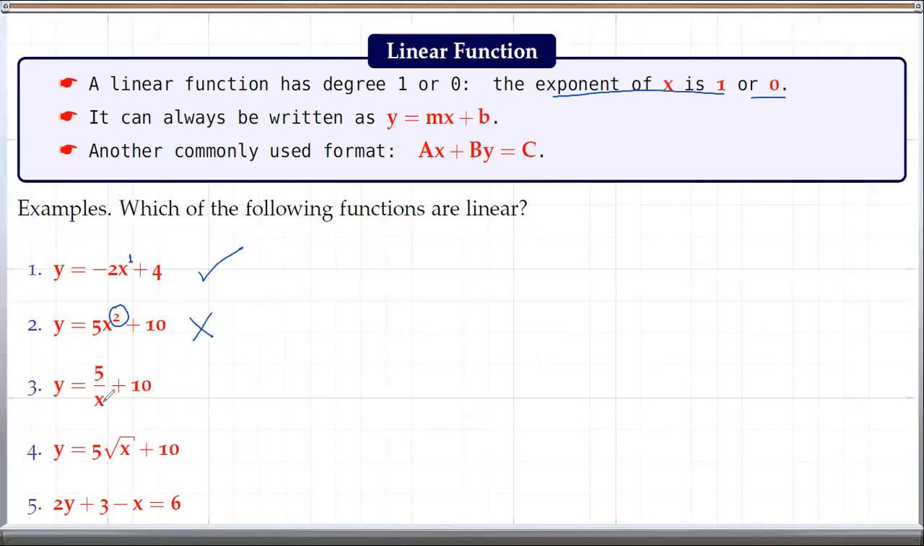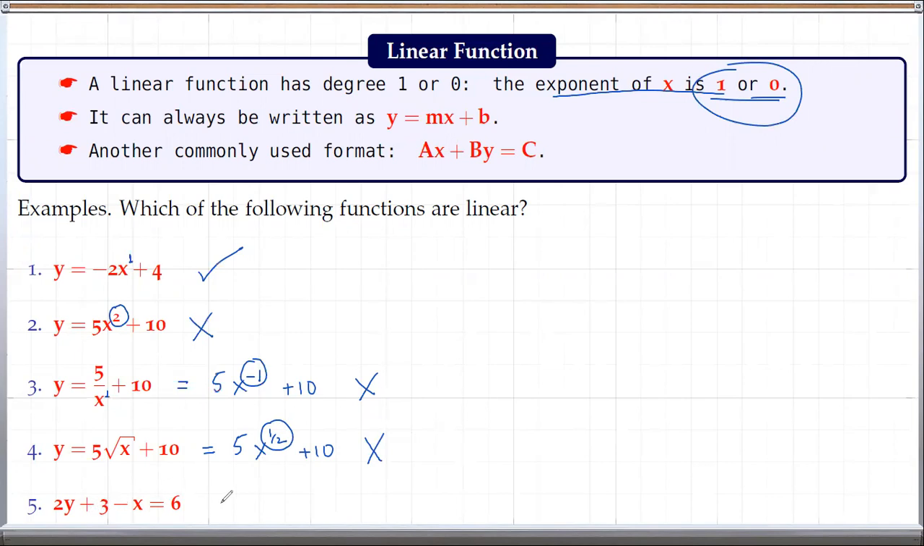In the third case, we have x in the denominator. Although it does look like the exponent of x is 1, we need to have it in the numerator. So if we write in the same line, it becomes 5x to the negative 1 plus 10. So the exponent in this case is negative 1, which is not 1 or 0 again. So this is not a linear function. In this case, the exponent of x would be 1/2 because square root of x is x to the 1/2, plus 10. So this is not a linear function since we have exponent 1/2, not 1 or 0.